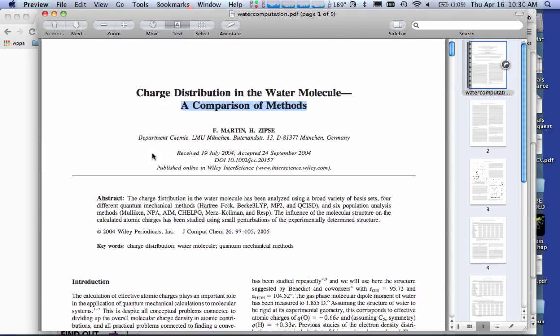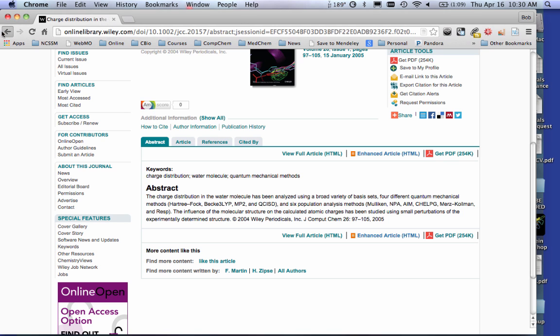So that's a very short overview on how to find materials. Again, we use Google Scholar. There's lots of other things you could use here. You could use Science Direct. There's a multitude of resources that you can use to find these articles.